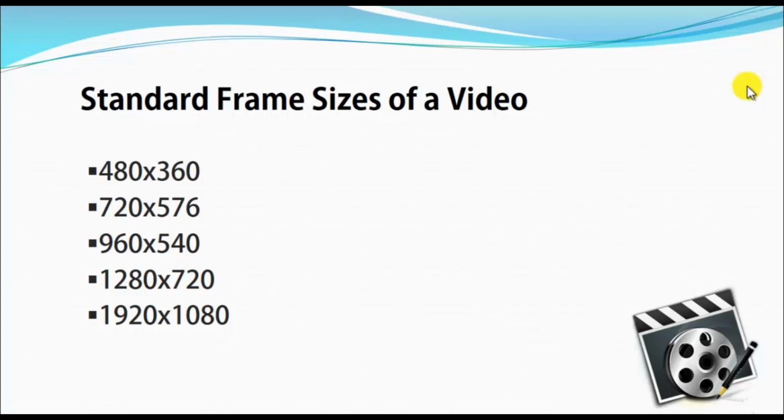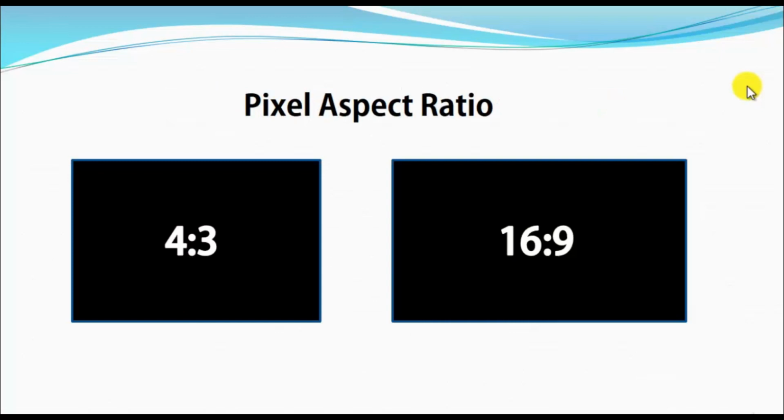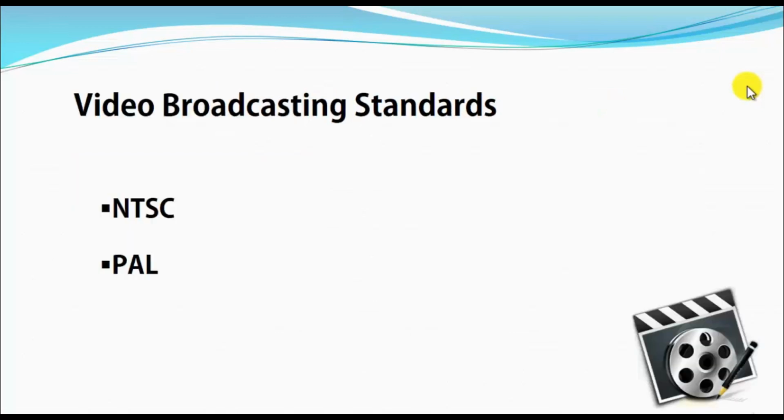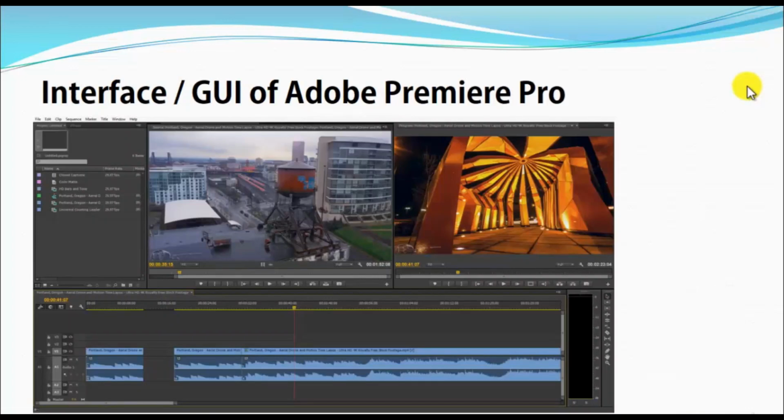Yeah, so these are the standard frame sizes of a video: 480 by 360, 720 by 576, 960 by 540, 1280 by 720, and 1920 by 1080. These are the different FPS, frames per second, of a video: 23.97, 24, 25, 30. These are the different pixel aspect ratios: 4:3, 16:9, which is widescreen. These are the different broadcasting standards in a video: NTSC and PAL. These are the standard audio channels: mono, stereo, and 5.1.